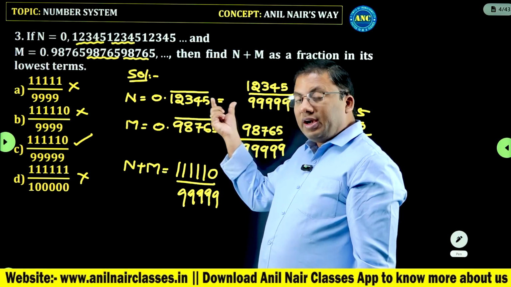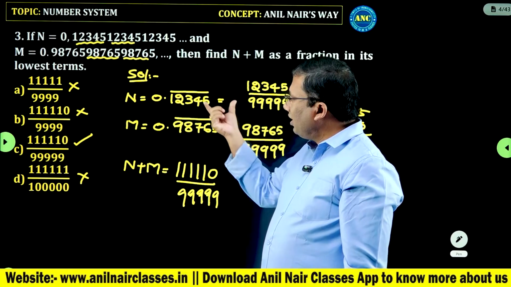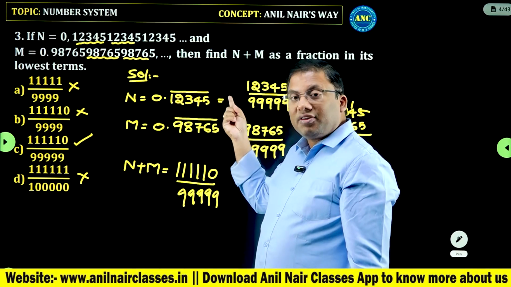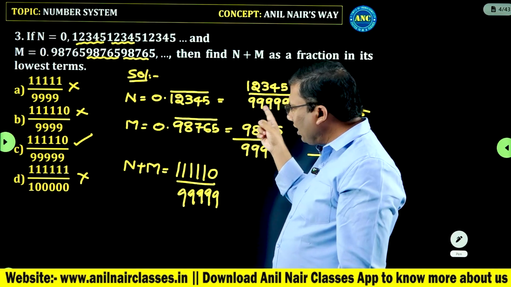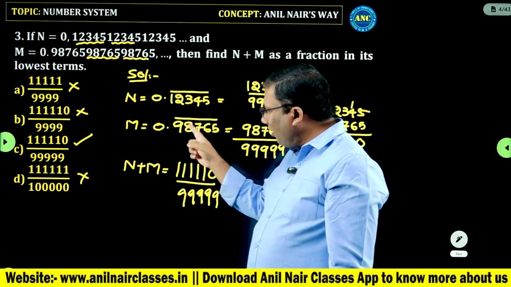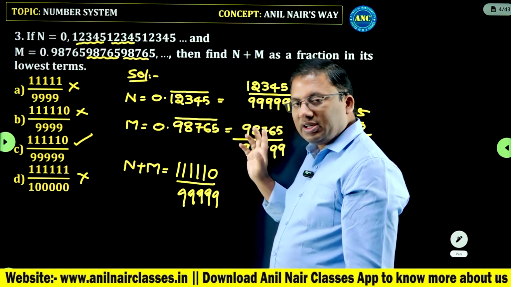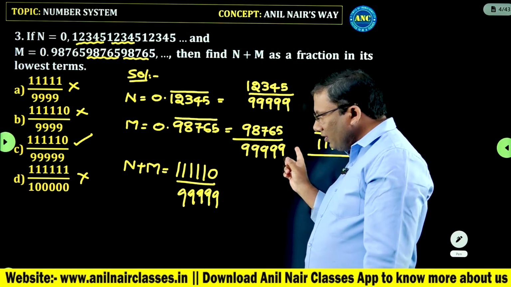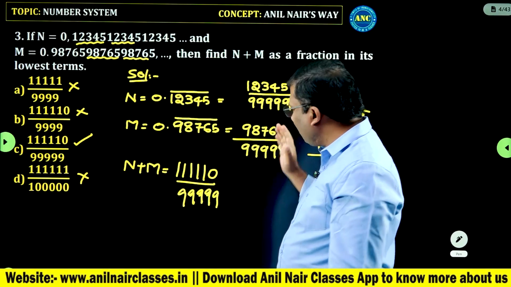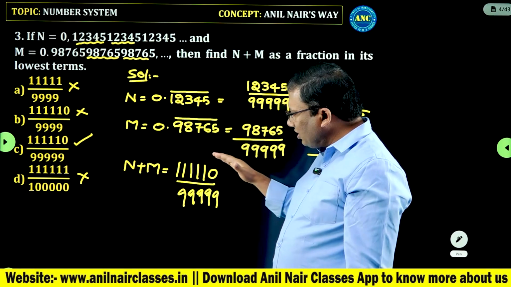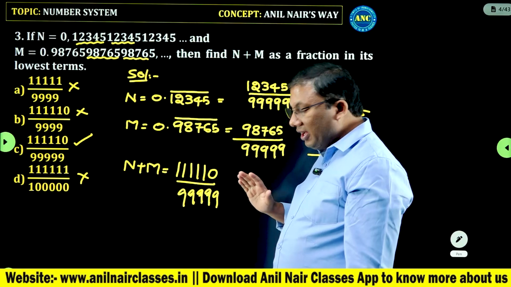N is 0.12345, right? The bar is present on 5 digits, so the denominator contains 5 nines. Here after the dot, the bar is present on 5 digits, so 9 will come 5 times. If I add simply, it is 5 ones 0 divided by 5 nines.